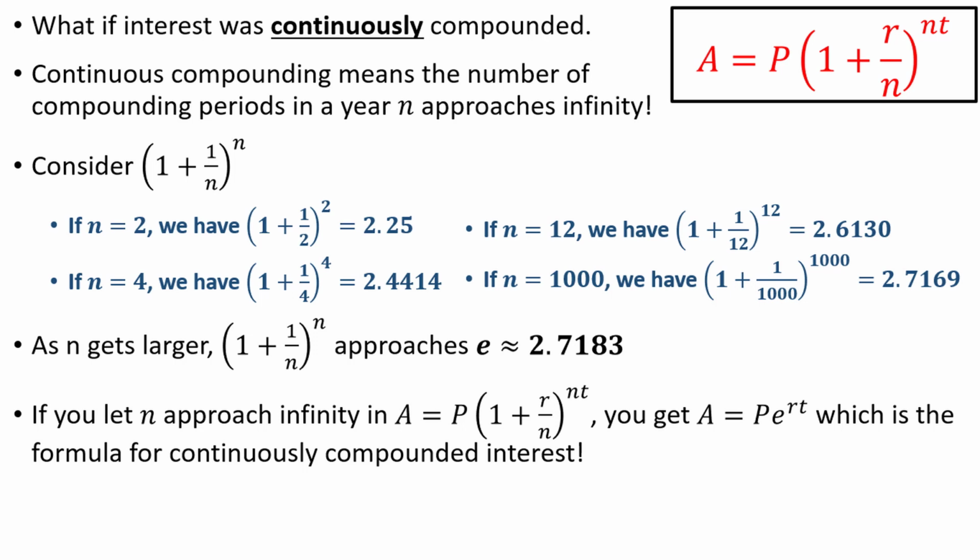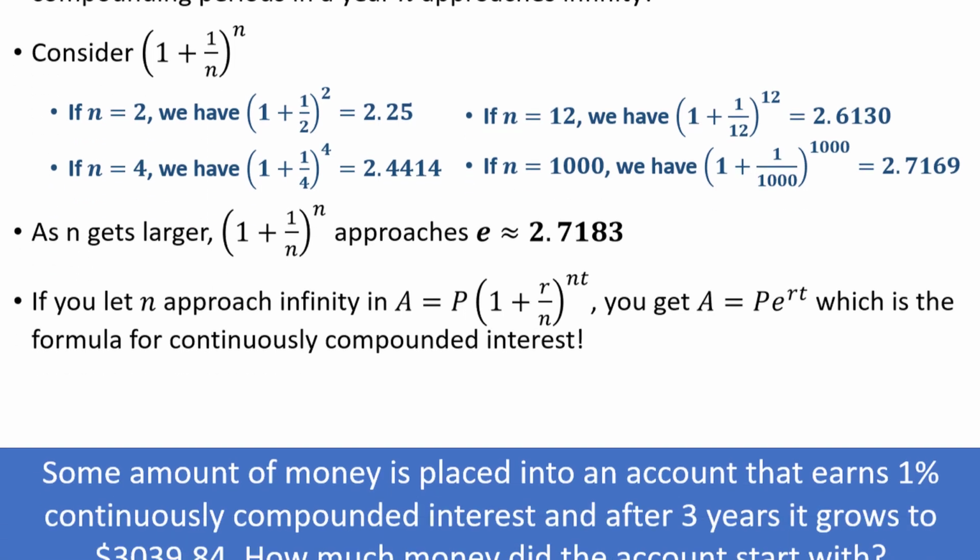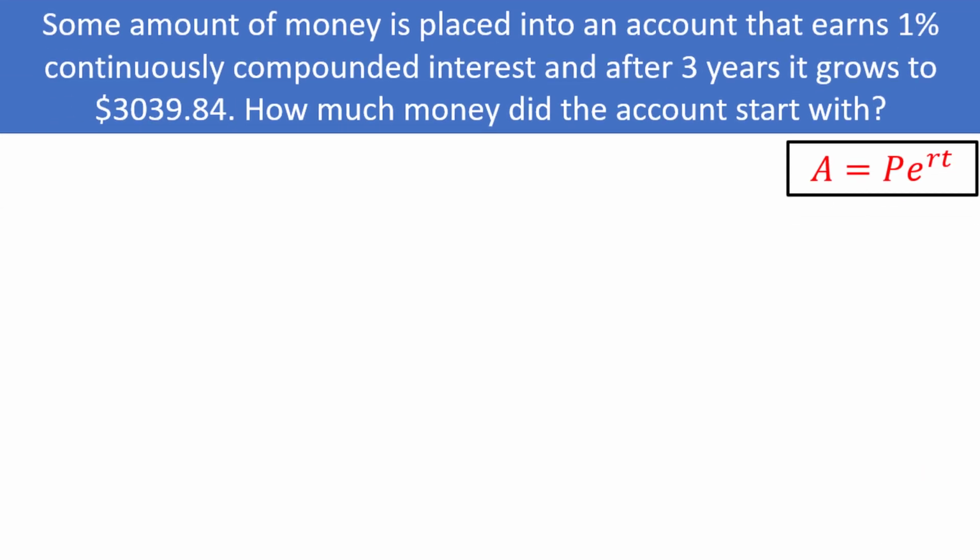It turns out this formula works not only for interest, but also for other continuous models, such as continuous radioactive decay or continuous radioactive growth. Let's try one example using our new formula. Let's say some amount of money is placed into an account that earns 1% continuously compounded interest, and after 3 years, it grows to $3,039.84. How much money did the account start with?